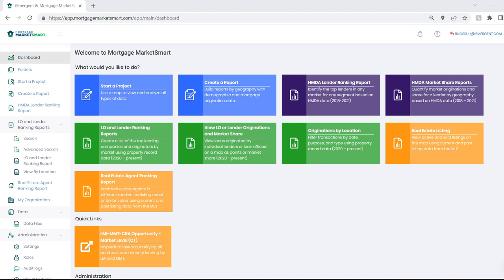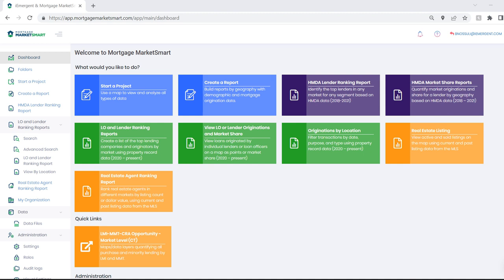These next green tiles are associated with county recorder data. So this first report lets us look at who the top loan officers were in a specific market based on current county recorder data. So while the purple tiles look backwards or look historically, these tiles look at the present, and these allow you to look at the most recent production volumes.